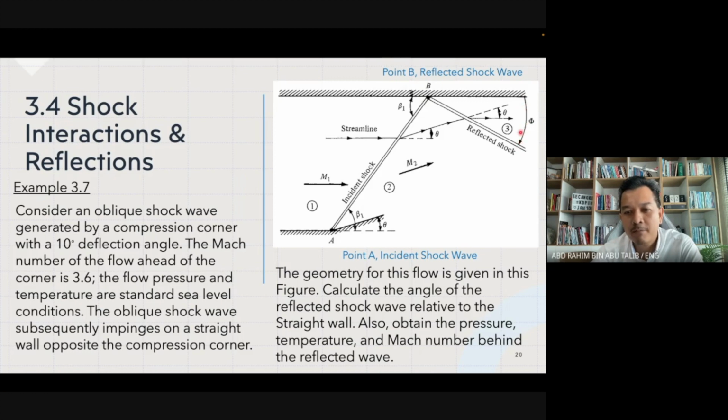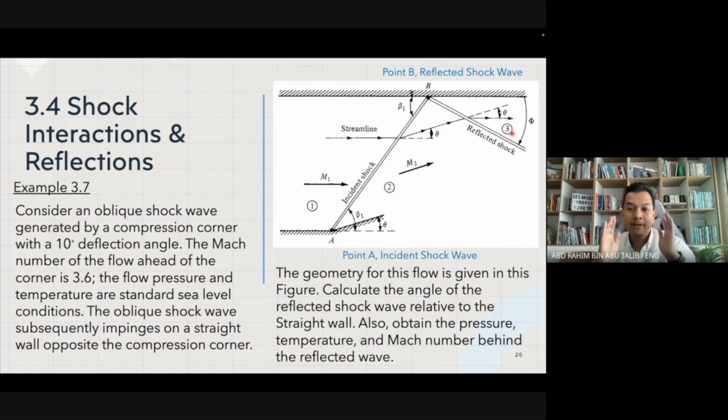What is the value of phi, relative to the straight wall? And you also need to obtain the pressure, the temperature, and the Mach number behind the reflected shock wave. What are the corresponding values of Mach number, pressure, and temperature in this particular region? So we have to start from 1, find the properties for 2, and then continue to get the corresponding values at 3.